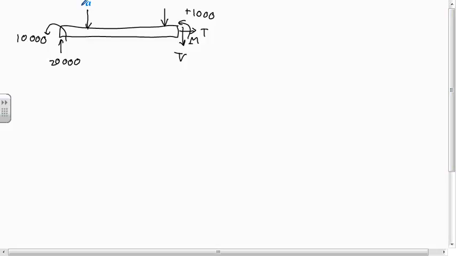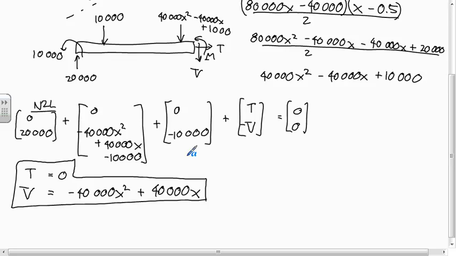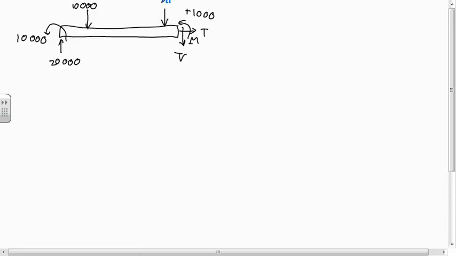Okay, and what were the magnitudes of these? This one was 10,000. This one was, let's see, 40,000 x squared minus... okay, plus, is this 10,000? Okay. All right, so the rotational equation says positive 10,000, that's the couple. And then what's the moment produced here?